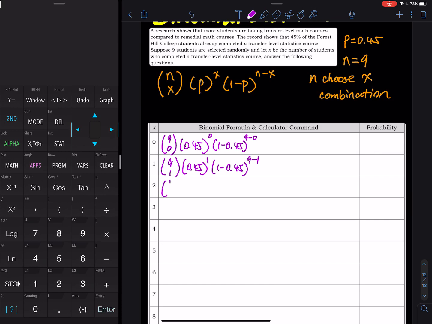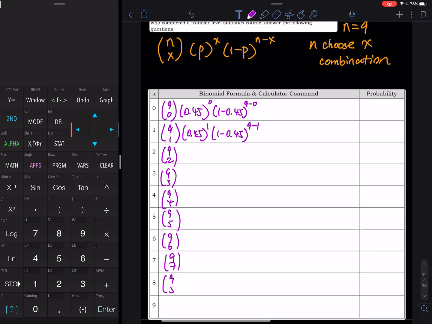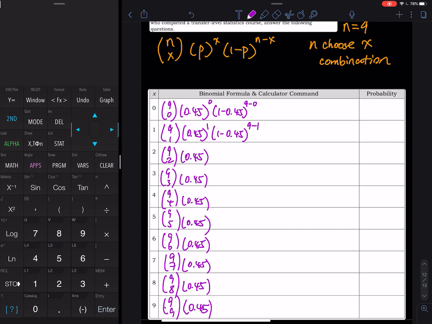And then we can keep going. 9 choose 2, 9 choose 3. Let's do the writing first, and then we do the computation. 9 choose 5, 9 choose 6, 9 choose 7, 9 choose 8, and then 9 choose 9. They are all 0.45. I make the table so long because I want to push everybody to write this down over and over again. By the time you finish this problem, the formula is in your mind. So when you do this on a test or homework anywhere, you don't have to go back to your notes and check the formulas.